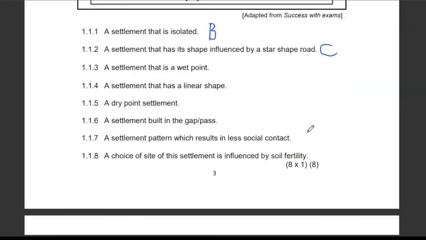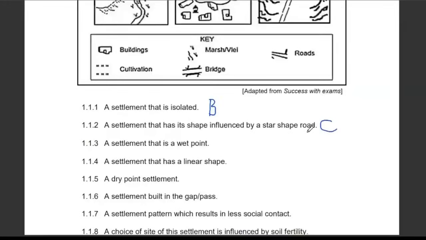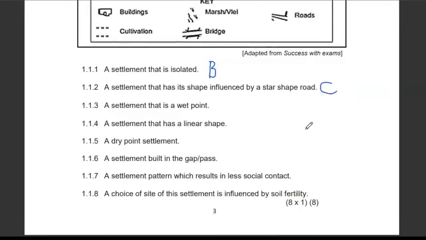Then we go to the next question, question number 1.13. It says, a settlement that is a wet point. A wet point settlement, I will try to quickly explain. A wet point settlement is a settlement that is established for the need to access water. Like we are saying, we are staying in arid regions, for example in the desert, where water is a scarce resource. We establish settlements at a point where we can easily access water. That is a wet point settlement.